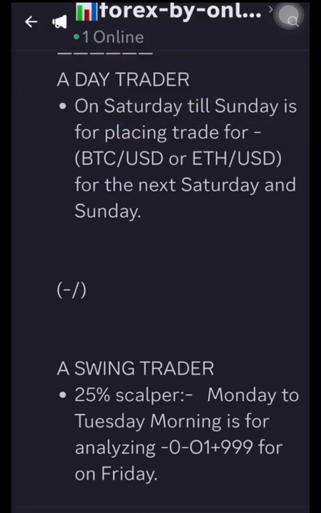Place a swing trade for BTC USD or ETH USD, and you leave that trade till the next Saturday or Sunday to see if your analysis is correct. Then you lock it. Just keep doing it like that, from Saturday and Sunday to the next Saturday and Sunday. Once you lock it, place another one for the next Saturday and Sunday. Before you know, you find out that you are already a swing trader. Before you know, that's 1 week.